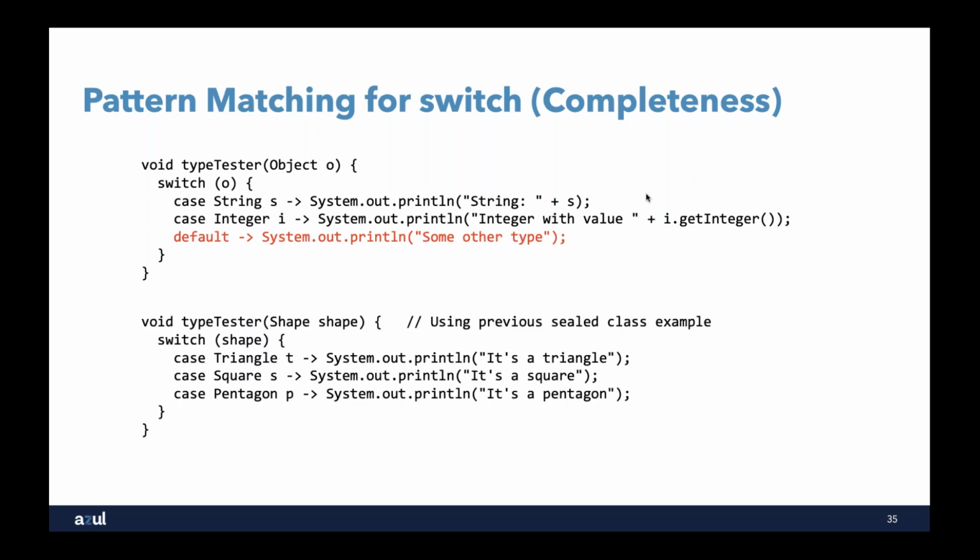Now, that doesn't mean we always have to have a default statement. We could, if we're using a sealed class, make sure that we've covered all of the possible types, so we can have completeness. In this case, if I use the shape that we showed previously, we can say switch on shape, and we can have case triangle, case square, case pentagon. Those are all the possible subtypes of shape, so we know that that will work, and we actually will have completeness there, and the compiler will be quite happy with that.